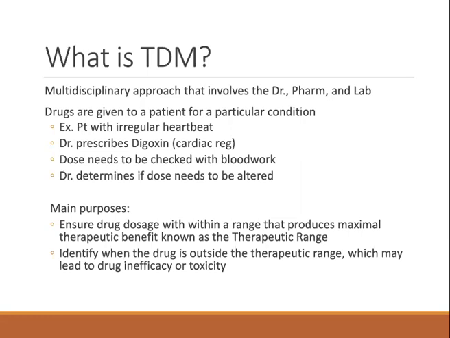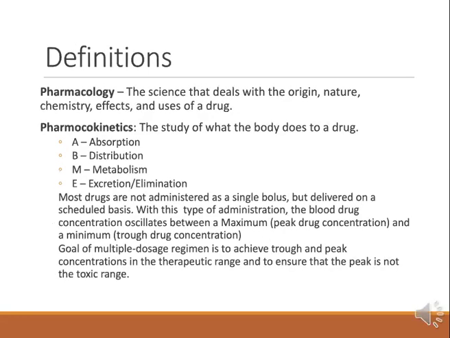So TDM is to ensure that the drug dosages are within a range that produces the maximal therapeutic benefit, and that's called the therapeutic range. And we also want to identify with TDM when the drug is outside of this therapeutic range. So when something is outside, it may lead to some detrimental results for the patient. So it could lead to drug inefficacy or toxicity.